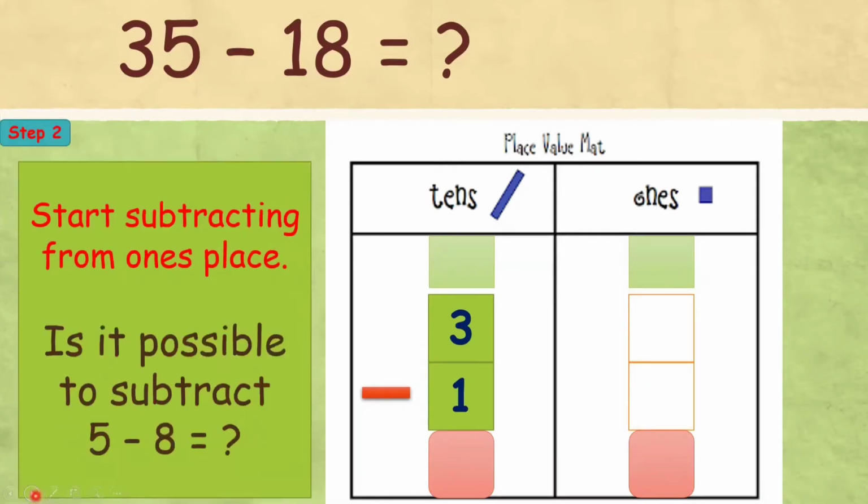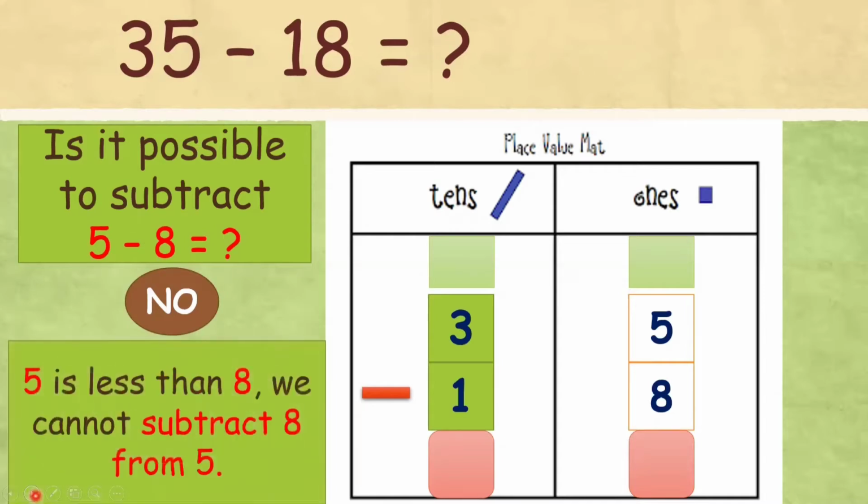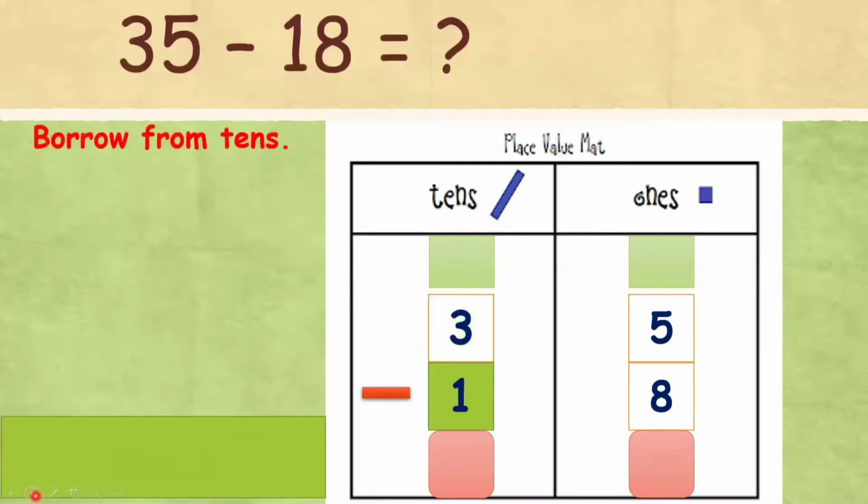Always start subtracting from ones place. So is it possible to subtract 5 minus 8? No, correct children, because 5 is less than 8. We cannot subtract 8 from 5. Let us move with step number 3.